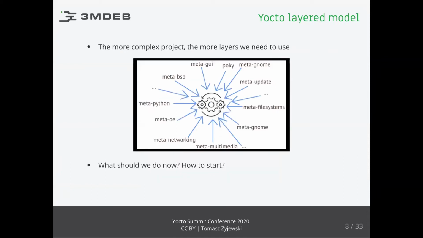Okay, so we can easily imagine that more complex projects will contain more and more layers. So let's say 15, 20, and maybe 30. Now imagine a person who starts working on such a project, and the first information he receives is that he has to prepare more than 20 repositories, and only then can he start working properly on the image being built.